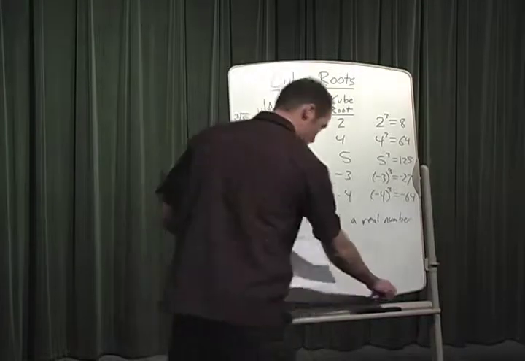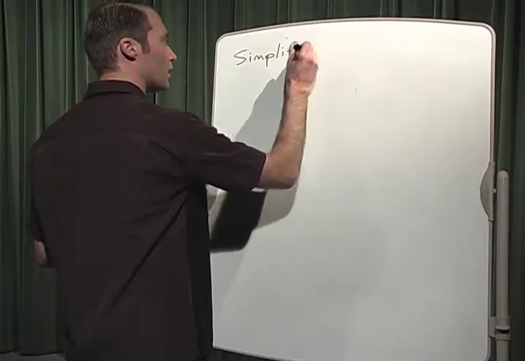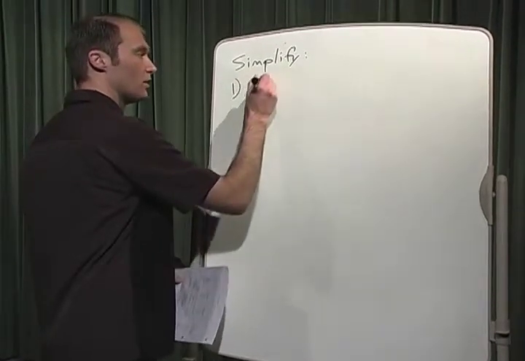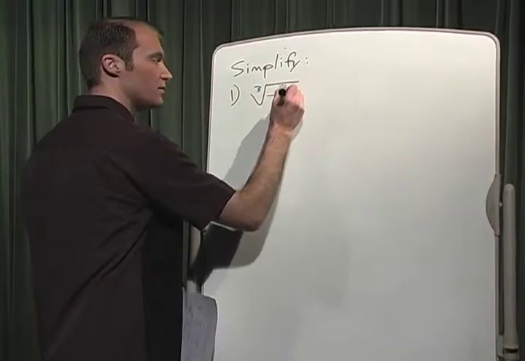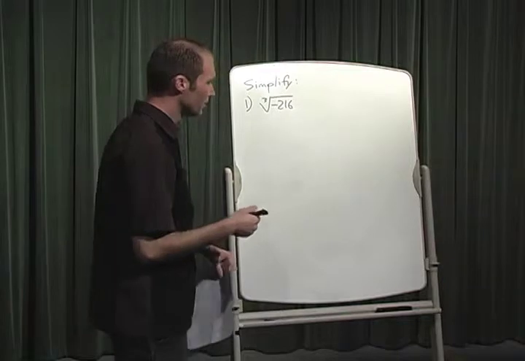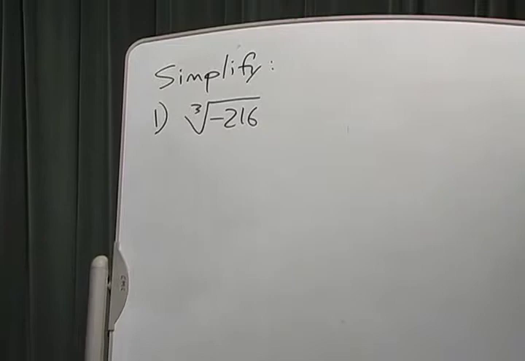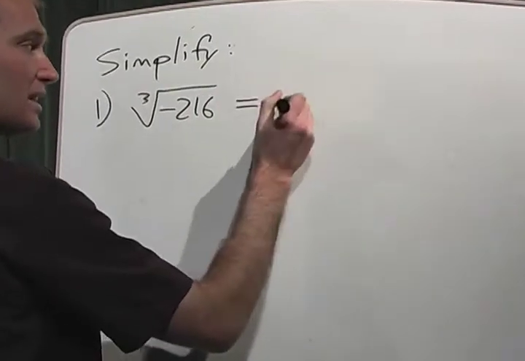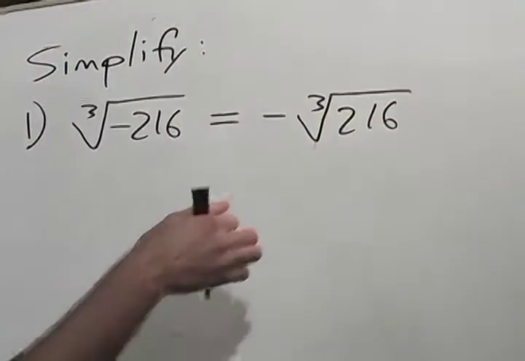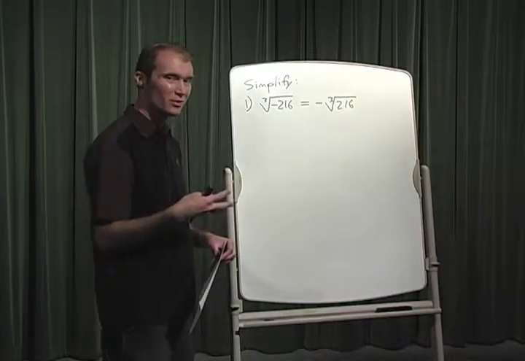Now let me go ahead and just do a couple of problems. Let's suppose that I want to simplify the cube root of negative 216. Well, as we just talked about, since this is a cube root, the negative could come onto the outside. So this could be rewritten as negative cube root of 216. Now, when you're writing this, make sure that you keep writing the cube root to emphasize that it's a cube root that you're dealing with rather than just a square root.